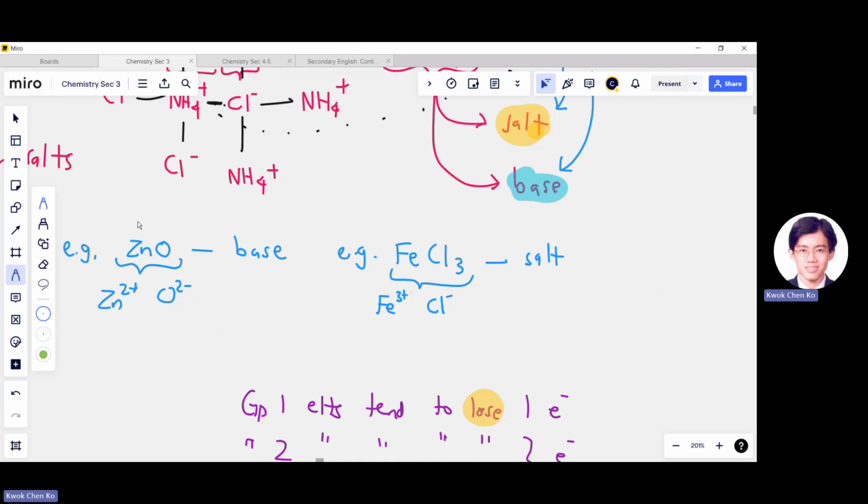Oh, I forgot one thing. You need to know the name. For this one, it's quite straightforward. Zinc oxide. Please don't call it zinc oxygen. It's zinc oxide. Now, this one is also quite straightforward. Make sure you recognize iron. You notice the metal name is always in front. Zinc chloride.